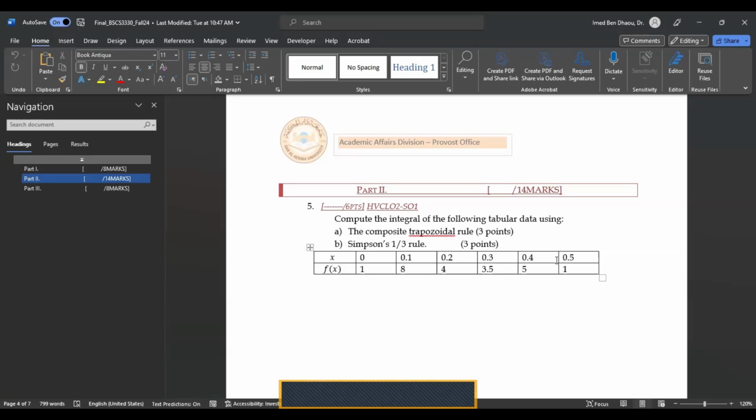For an average student familiar with the trapezoidal and Simpson's 1/3 rules, I would estimate it should take about 10 to 15 minutes to complete both parts of question number 5, that is both part A and B. This includes the time to understand the problem, set up the calculations, and perform them correctly.